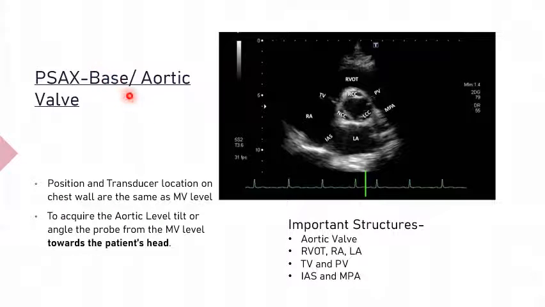The next one you would get is the base or the top of the heart, and you'll see the aortic valve. And how you do this is have the patient in the same position and the transducer in relatively the same spot, but you'll angle the probe towards the patient's head. And this is a really important view to have. You can see a lot of structures here: tricuspid valve, pulmonary valve, that right ventricular outflow tract, right and left atrium, atrial septum, and even the main pulmonary artery.